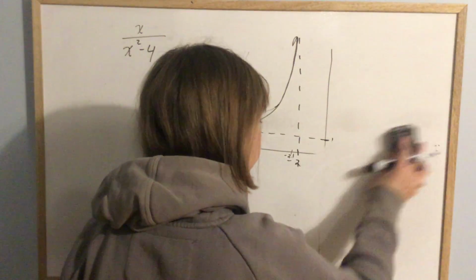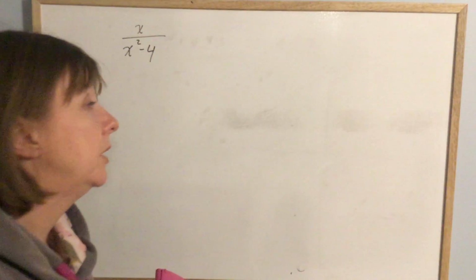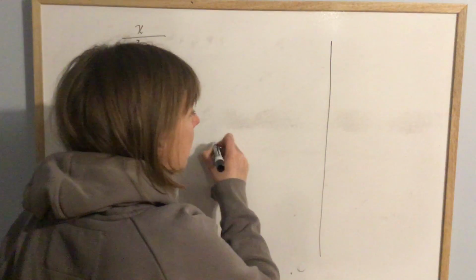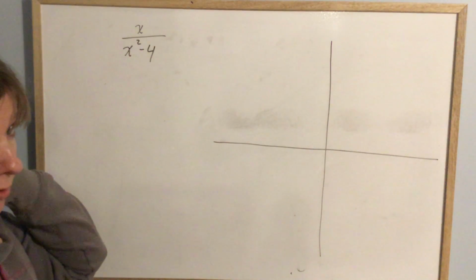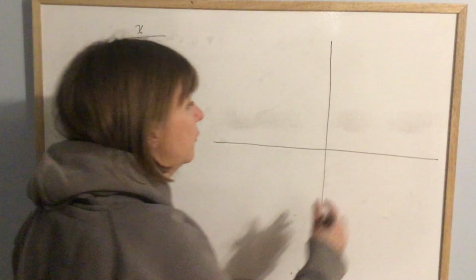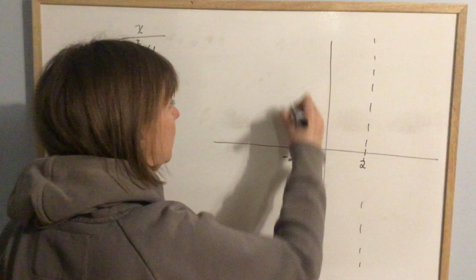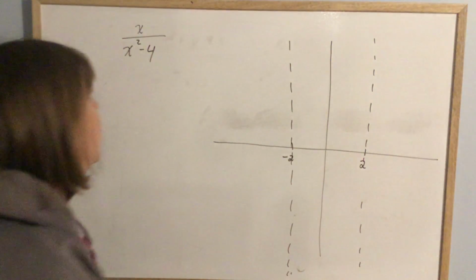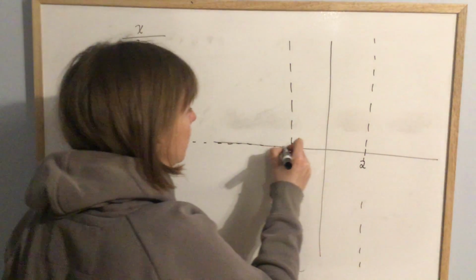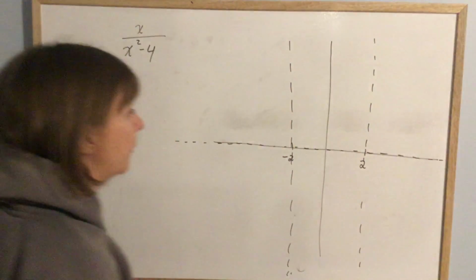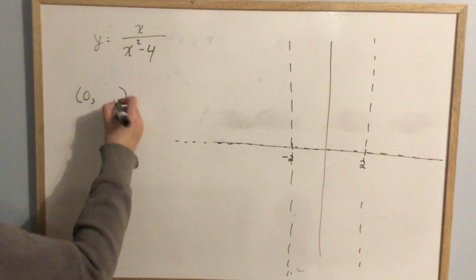So for this one, again, thinking about vertical asymptotes, horizontal asymptotes, maybe even oblique asymptotes. In terms of vertical asymptotes, it's x squared minus 4, which means my x could be 2 or -2. So I have 2 vertical asymptotes. The degree on the bottom is bigger than the degree on the top, therefore there is a horizontal asymptote at 0. Intercepts. If my x is 0, what is my y?